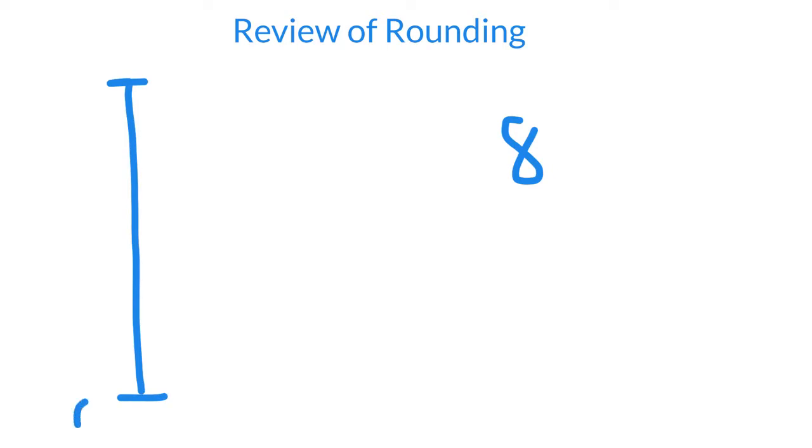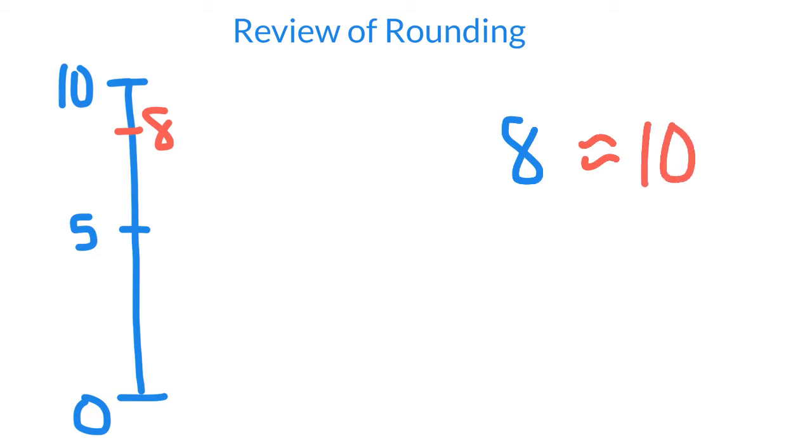So for example, let's take the number 8. You need to decide which 10 8 is closest to. If we draw a vertical number line, we would have a 0 on the bottom and 10 on the top. And in the middle would be 5. And then 8 would be somewhere up here. So 8 rounded to the nearest 10 would be 10.